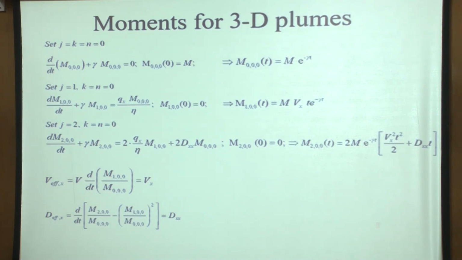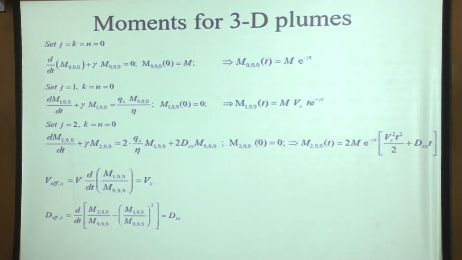Okay. If I set j equals 1, k and n equals 0, that means I'm looking at the first moment in the x direction. Because this plume now is moving in 3D, the first moment in the x direction is how far the centroid of this plume has moved in the x direction. If I go ahead and set up that equation, I'll solve for it and get an expression for m100 as a function of t, which essentially says how far the plume is going to be moving as a function of time.